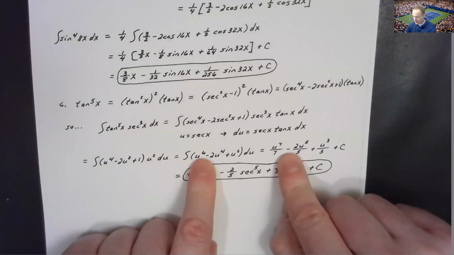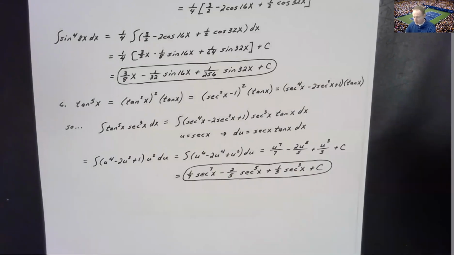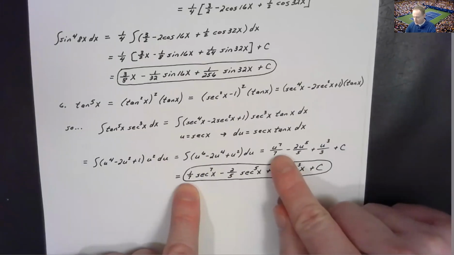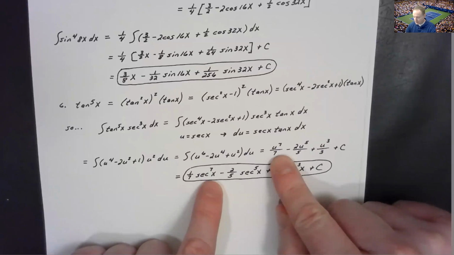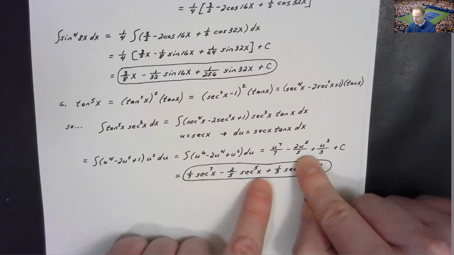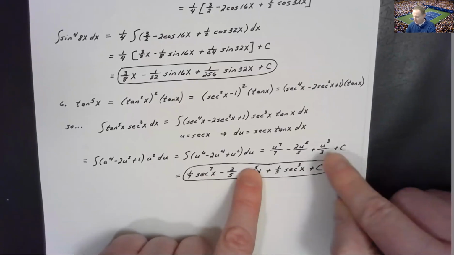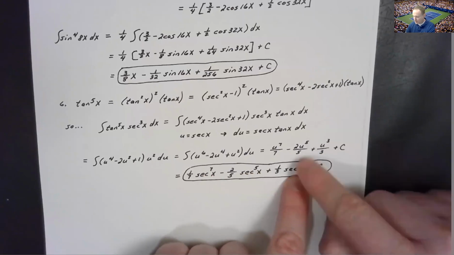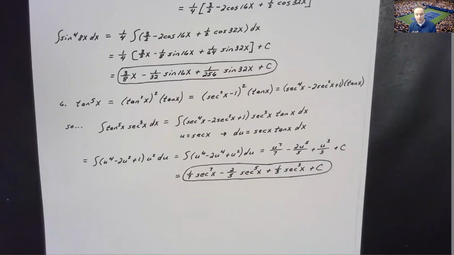Whenever you're going back in, you can say, well, we know that u is equal to the secant of x, so my final answer would just be 1/7 secant of x to the 7th power minus 2/5 secant of x to the 5th power, plus 1/3 the secant of x all raised to the 3rd power, plus your constant of integration. All right, now those were problems involving trig functions whenever we integrated.